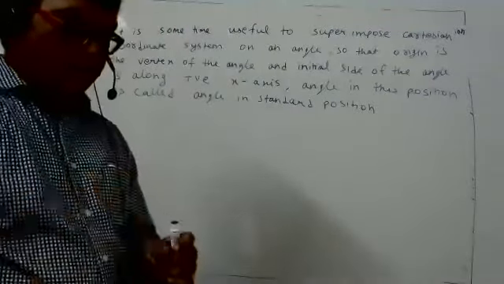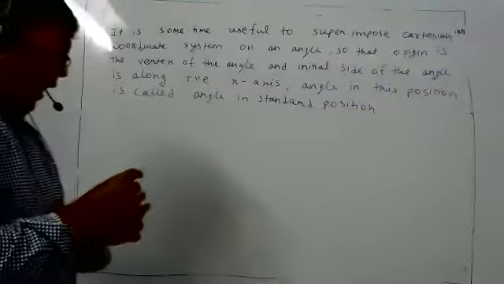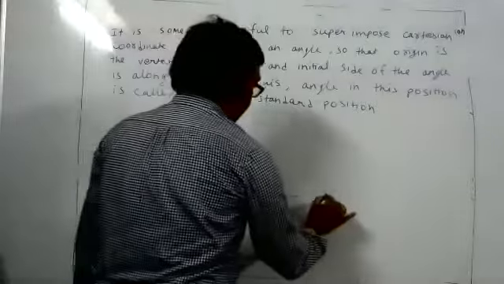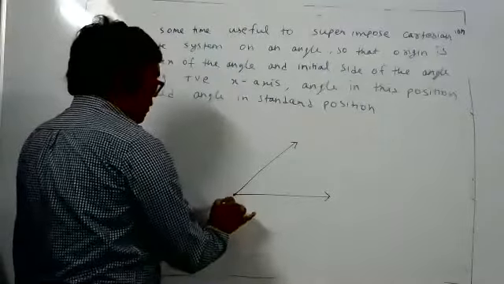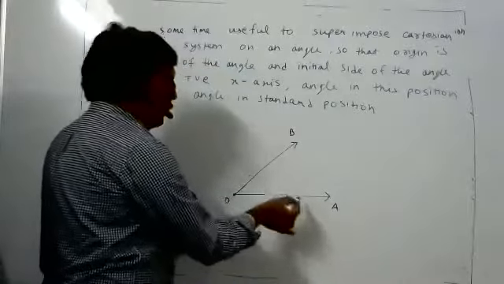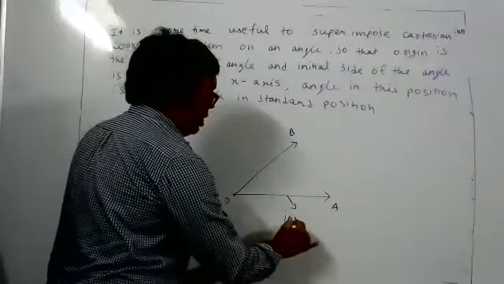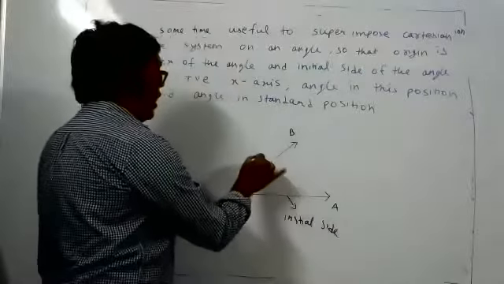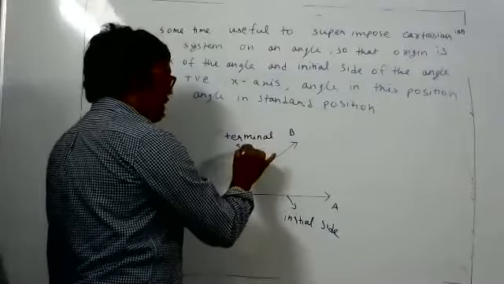Don't copy what I'm writing now. You know what an angle is. Angle means there will be two rays, and both the rays will meet at a point. So this is angle AOB. These are called the two arms, two rays. This is called the initial side of the angle. Don't write. This is called the terminal side. All this you know from lower classes.